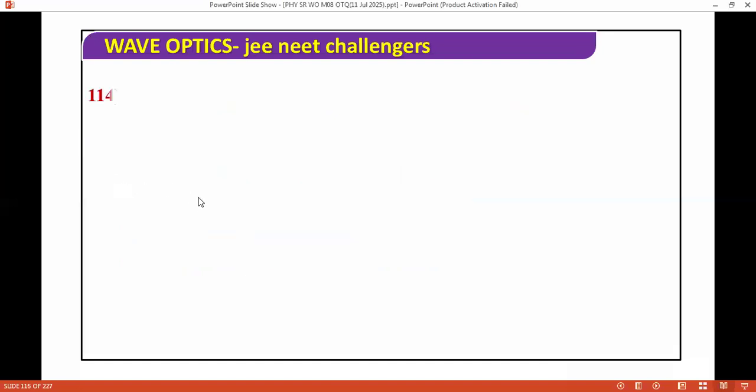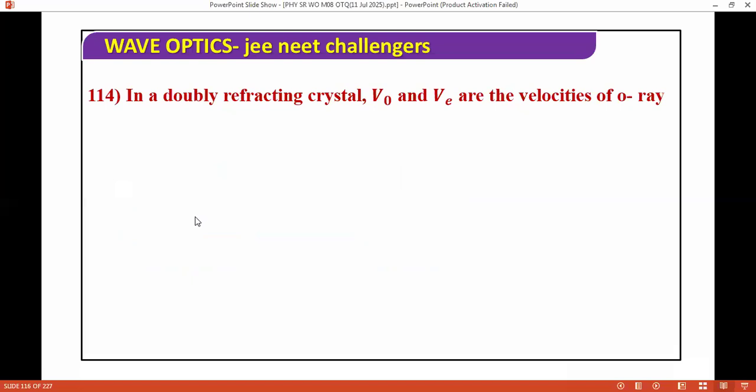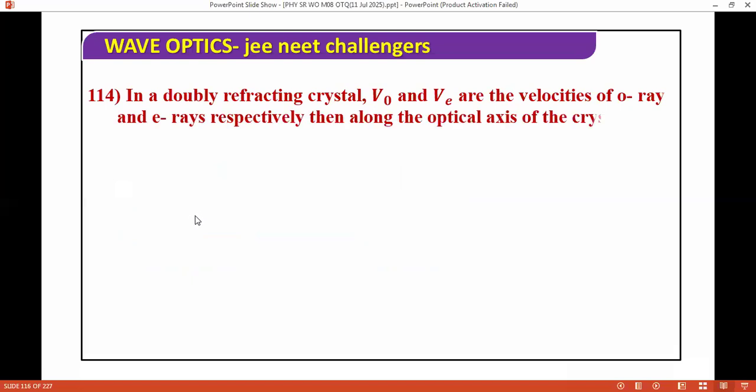In doubly refracting crystals, v_o and v_e are the velocities of the O ray and E ray respectively. Then along the optical axis of the crystal, v_o is equal to v_e, v_e is less than v_o, v_o is greater than v_e, or none. So the correct answer is v_o equal to v_e.